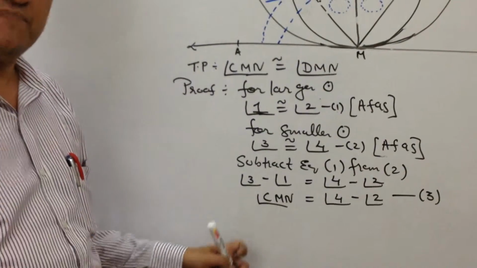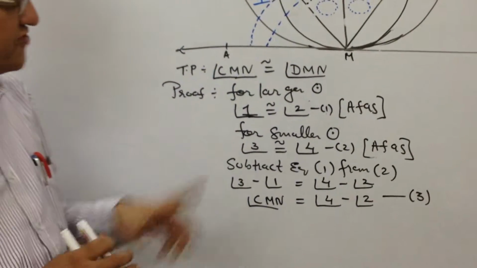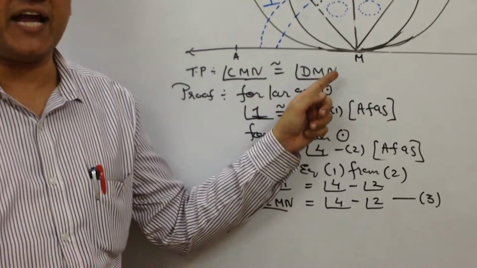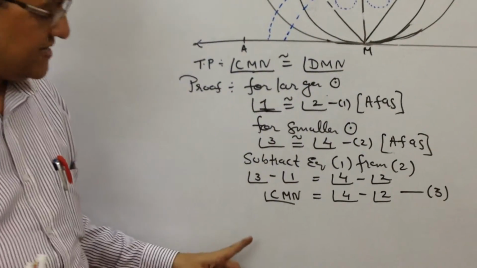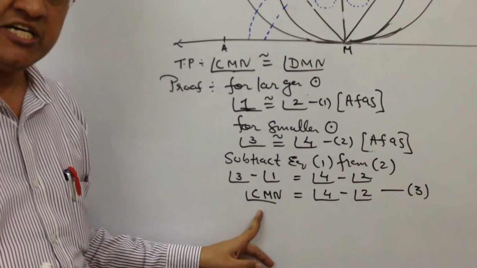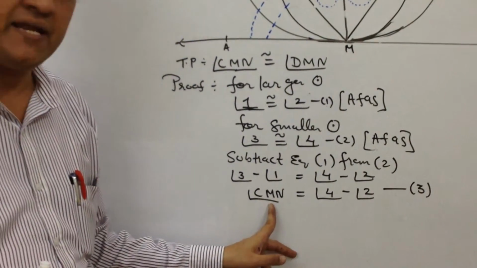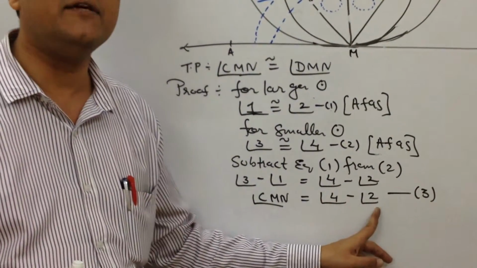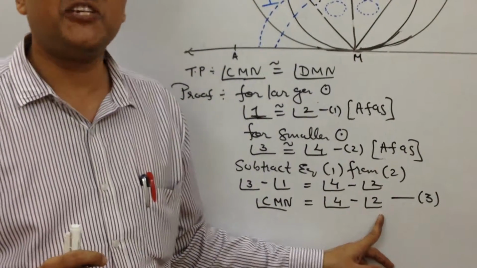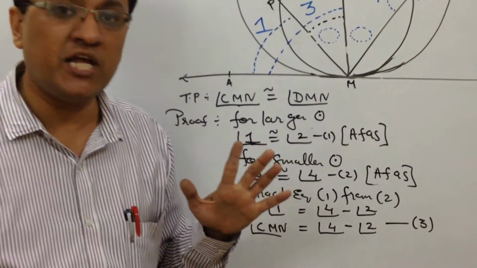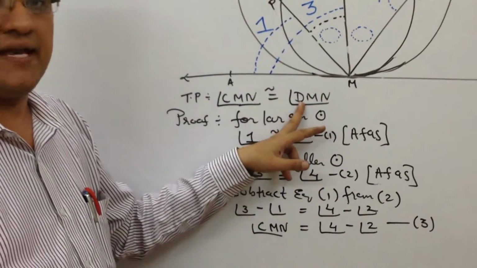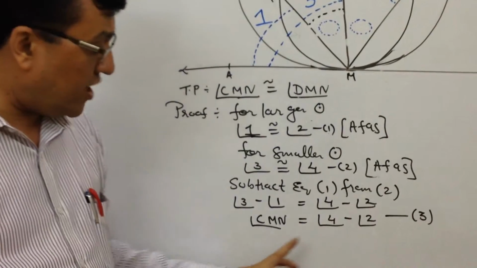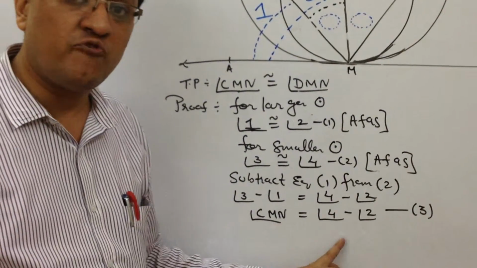Now students, I have a very simple way to do so. I intend to prove CMN should be congruent to DMN. That is what I require to prove. A simple technique from my side: I got an equation in terms of CMN. Angle CMN is nothing but 4 minus 2. You know what we need to do now? We just need one more equation which tells us that even DMN should be 4 minus 2. I repeat what I said: I got equation 3 as CMN is equal to 4 minus 2.